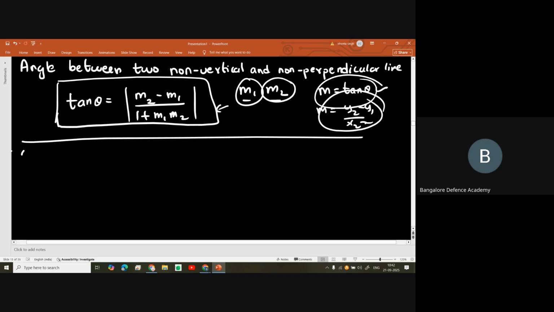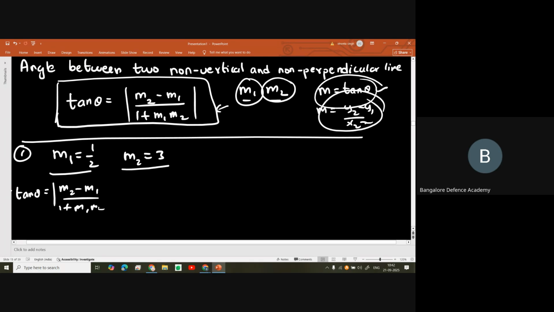So let us solve the first question here. Take down. Find the angle between the lines whose slopes are given. The slope 1 is 1 by 2 and slope 2, M2, is 3. Just take down the question. So now they have given two slopes, M1, M2. Now what is the formula? Tan theta is equal to modulus of M2 minus M1 by 1 plus M1 M2, correct?